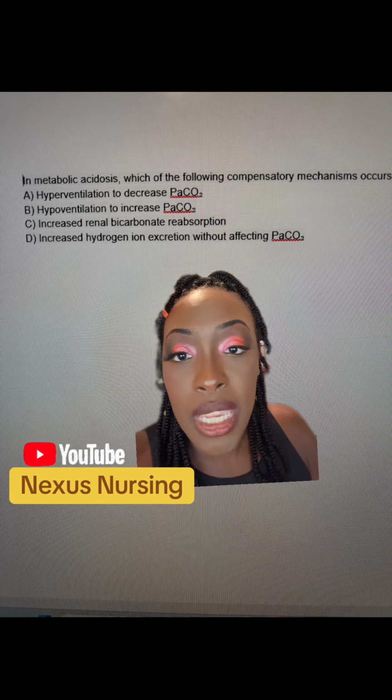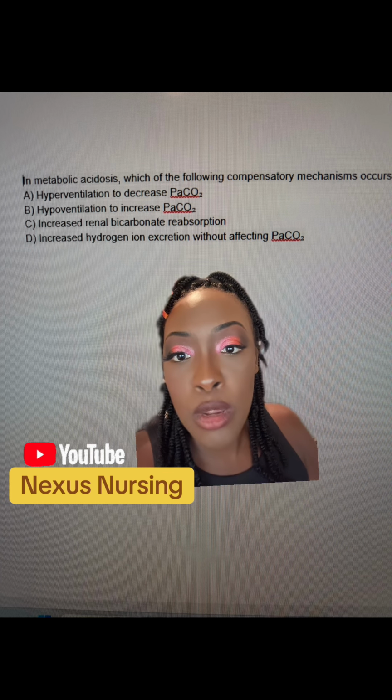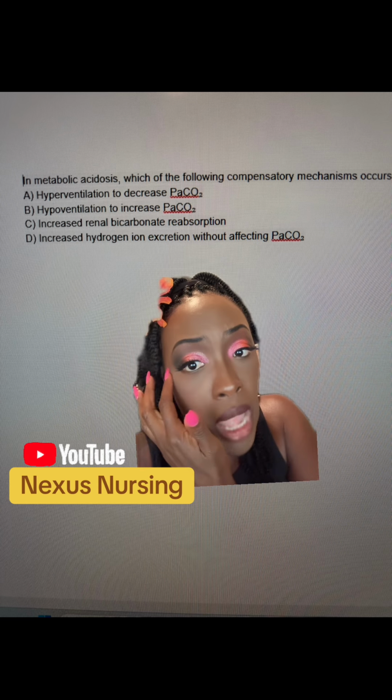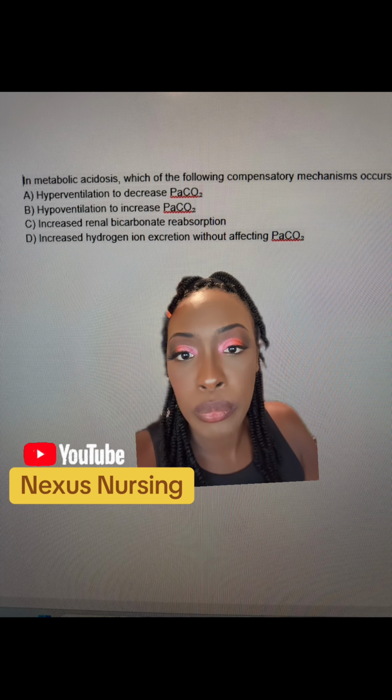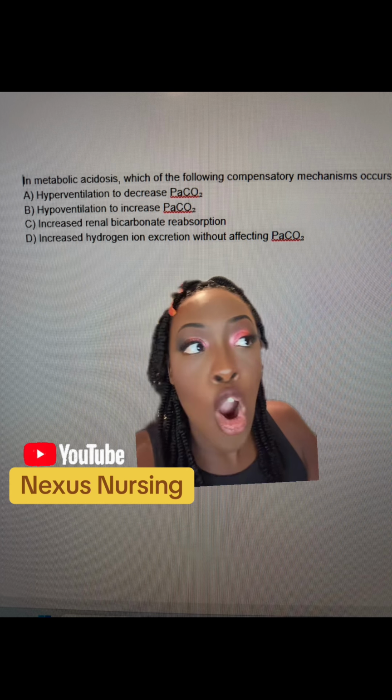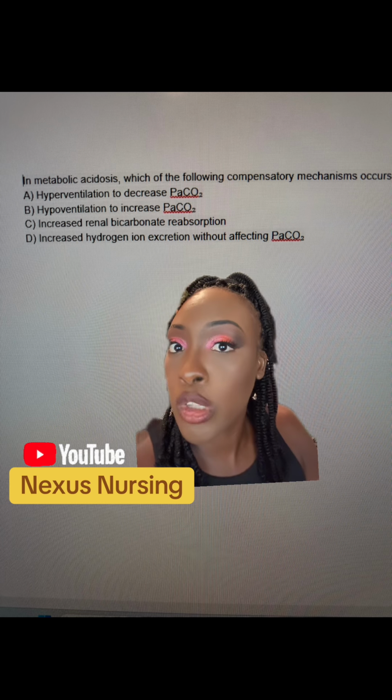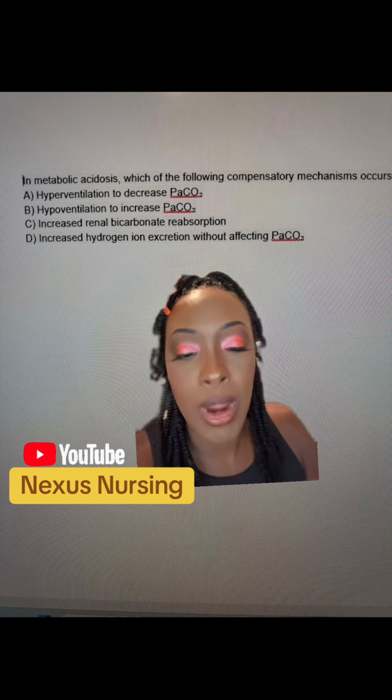So automatically, get rid of C and D. C, where it says renal bicarb, that's the kidneys. Get rid of D, where it says increased hydrogen ion excretion. Kidney. Get rid of those two. Our answer has to do with the lungs. So it's going to be A or it's going to be B. All right, let's keep going.